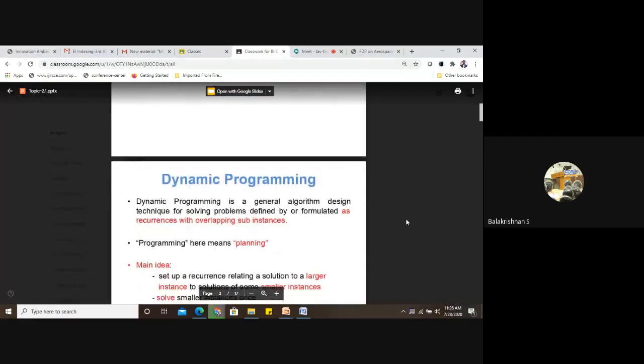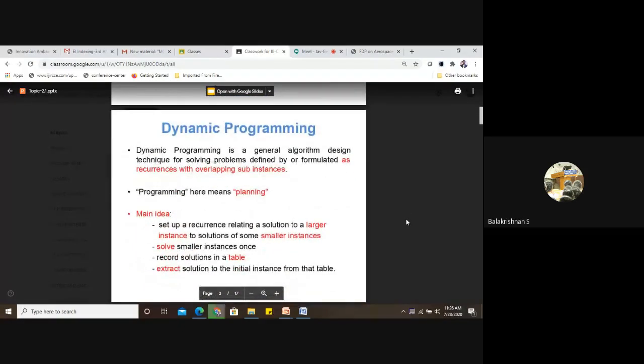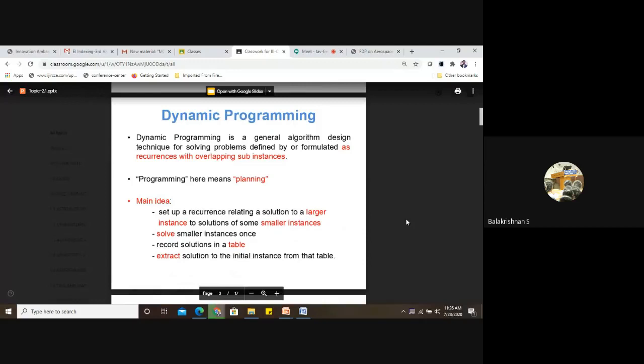So, the introduction to dynamic programming. Dynamic programming is a general algorithm design technique for solving problems defined by, or formulated as, recurrences with overlapping subinstances. Programming here means planning. How are we planning for attaining the optimum solutions?